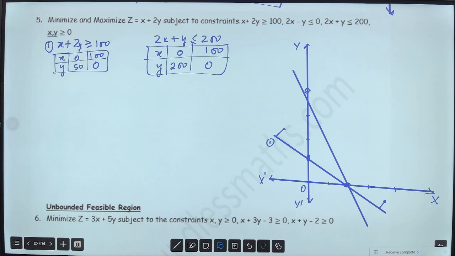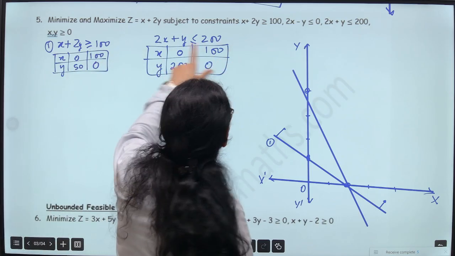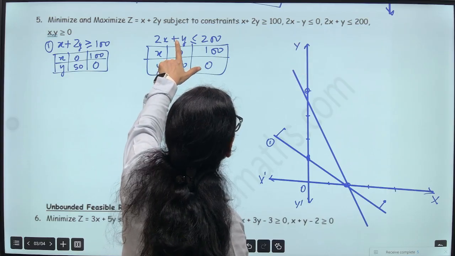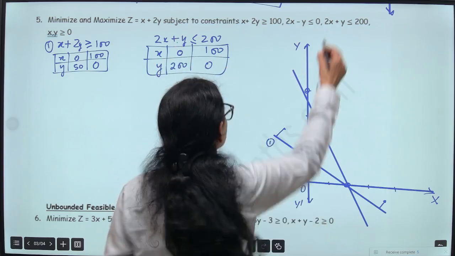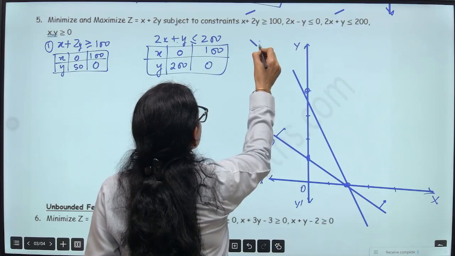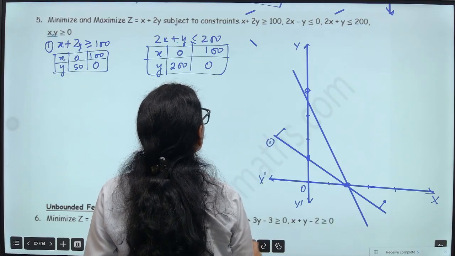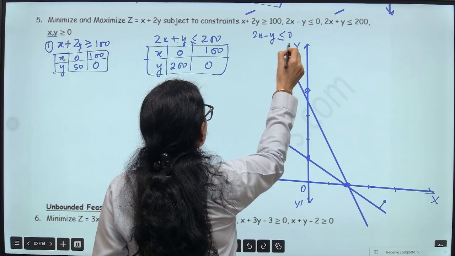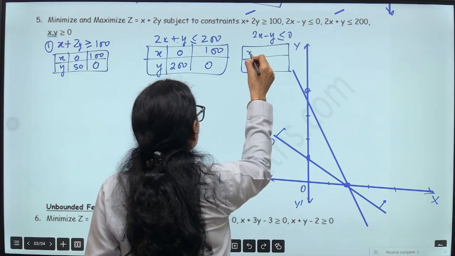Now we have another constraint also. I think there are 3 constraints given in this question. x plus 2y, 2x plus y less than 200. Okay, we have taken this one also and we have taken this one also. So the third constraint is 2x minus y less than or equal to 0. So let's plot this also, x and y.